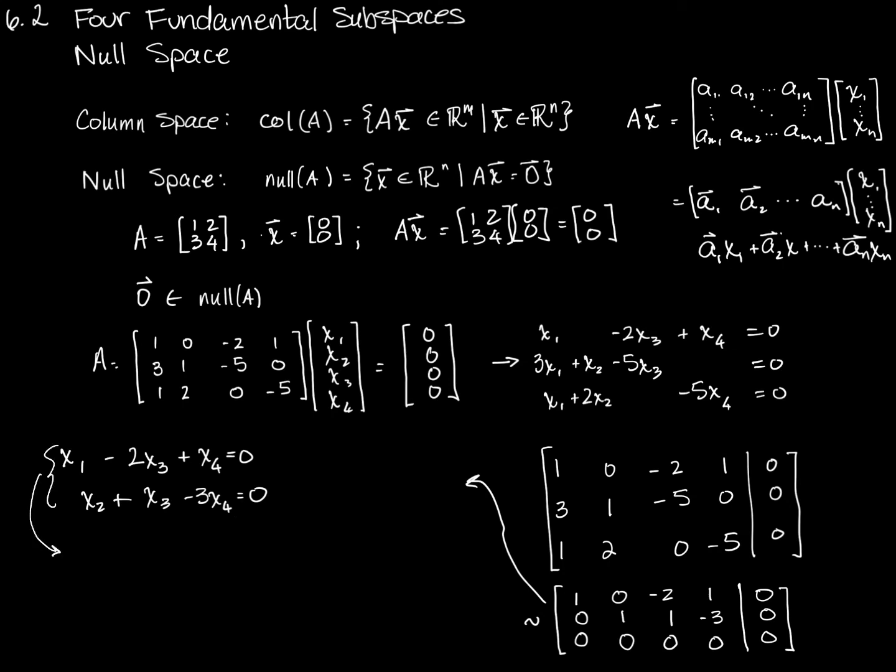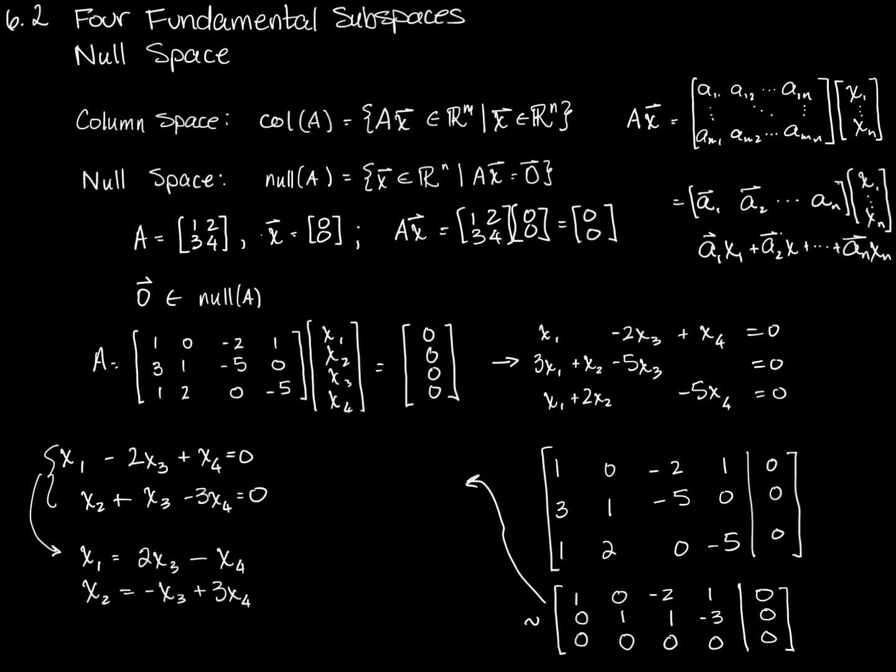So we get x1 is equal to 2x3 minus x4. And x2 is equal to negative x3 plus 3x4. So I have here two variables, which each depend on two other variables.